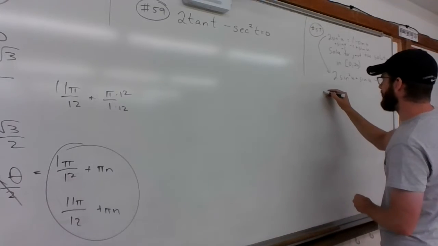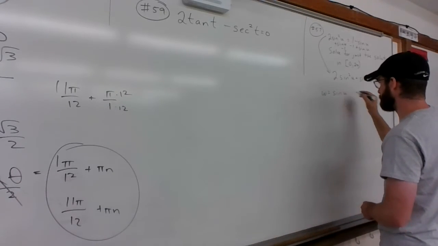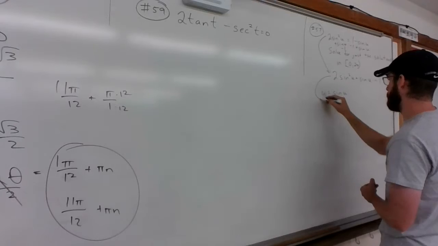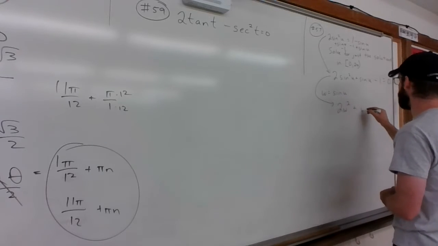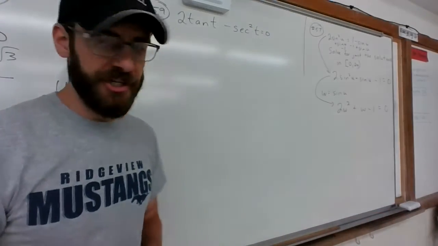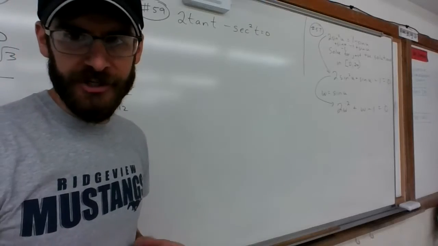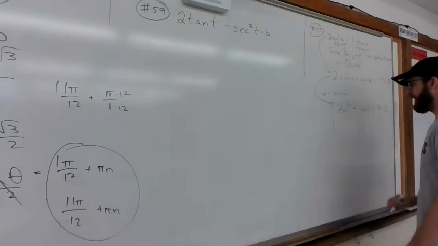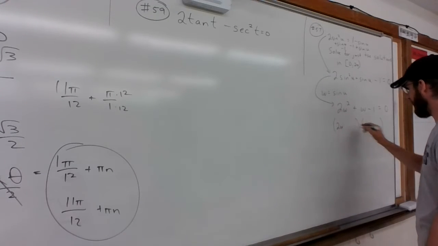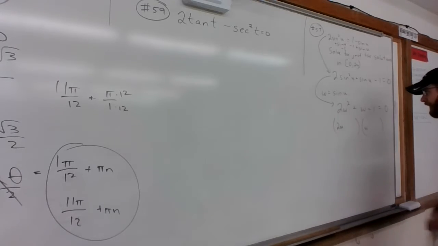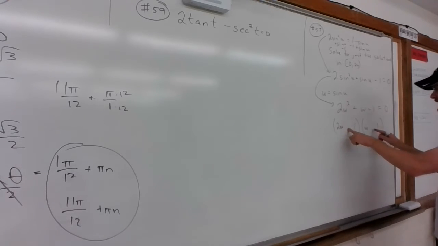So what I'm going to do is say, let w equal sine of u. And then everywhere I see a sine of u, I'm going to replace it with w's. So 2w squared plus w minus 1 equals 0. We got a factorable polynomial now, which in this case, I'm just going to do the guess and check version instead of splitting up the middle. The guess and check version states, hey, to get 2w squared, I need 2w times w. To get negative 1, I need 1 times 1. One needs to be positive, one needs to be negative.